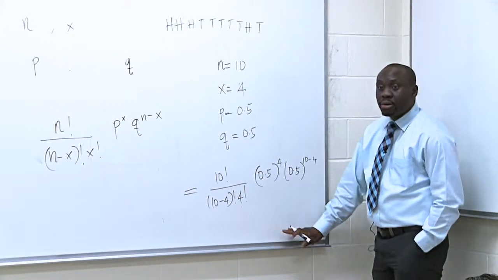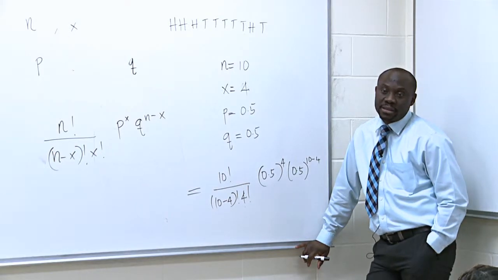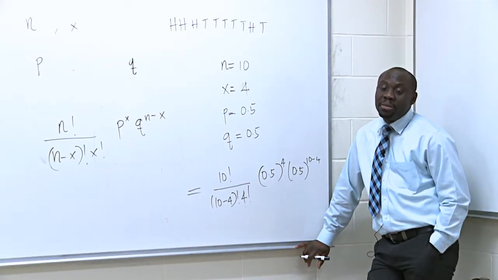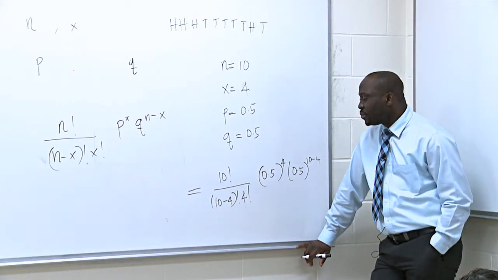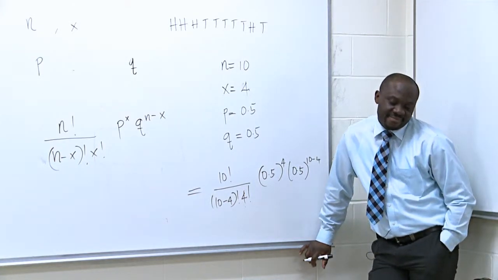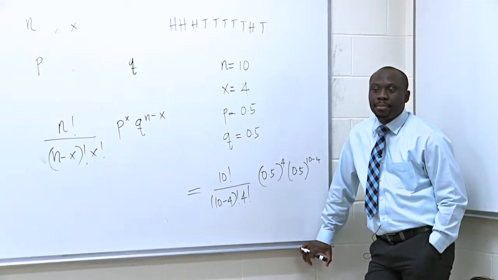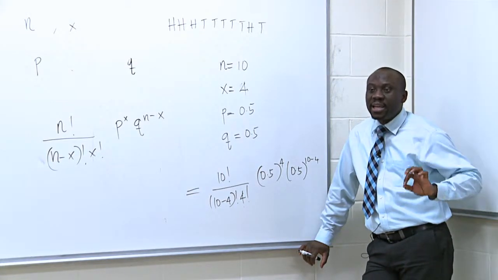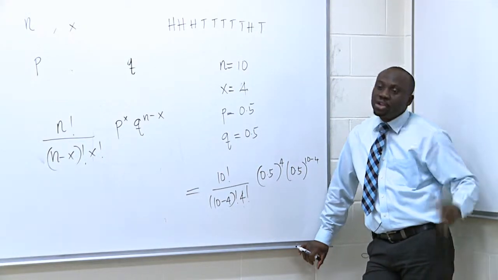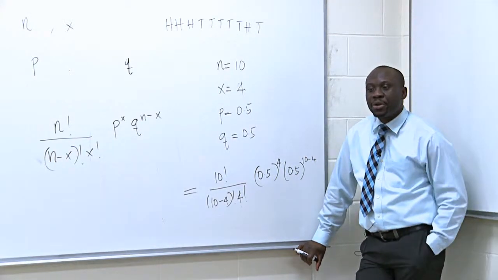Does P and Q always equal 0.5? No, it depends on the context. But P and Q must always sum up to 1. P is the probability that you're going to get what X is, what you're looking for, that's your successes. Q is the opposite. You will not get what you're looking for. The balance of that.